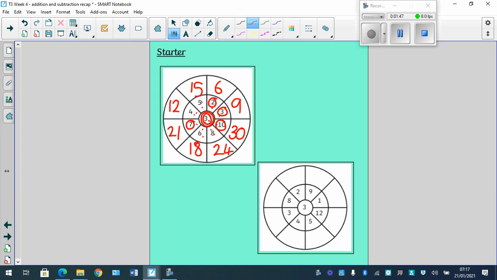Okay, moving on to the next one. 3 times 9, 27. 3 times 1 is 3. 3 times 12 equals 36. 3 times 5 equals 15. 3 times 4 equals 12. 3 times 3 equals 9. 8 times 3 equals 24. And 2 times 3 equals 6. How did you get on? I'm sure you did really, really well.